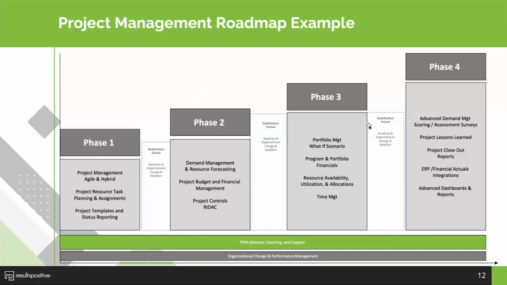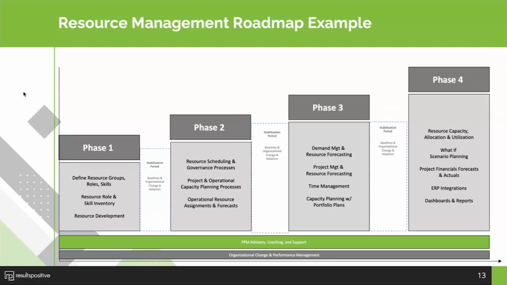Phase 3, then moving into the portfolio planning, then looking at resource management and time management. And then phase 4, similar to the previous one for demand management, all ending in the same place in terms of your roadmap, getting that visibility into actuals, as well as continual advancements in dashboards and reports. So just a different starting point, automatically getting to the same end state based upon the readiness and the maturity of the organization.